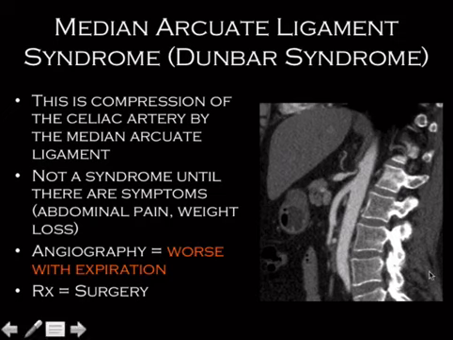The other thing to know, this is probably the most testable point, is that if they would show you angiography, it worsens with expiration, which is very confusing for a lot of people because you think, take a deep breath in, your lungs expand, you'd think the diaphragm would go down, and that would cause the ligament to tighten worse, but it's the opposite. When you breathe out, it actually draws it tight back across your spine, and that's what causes the compression.